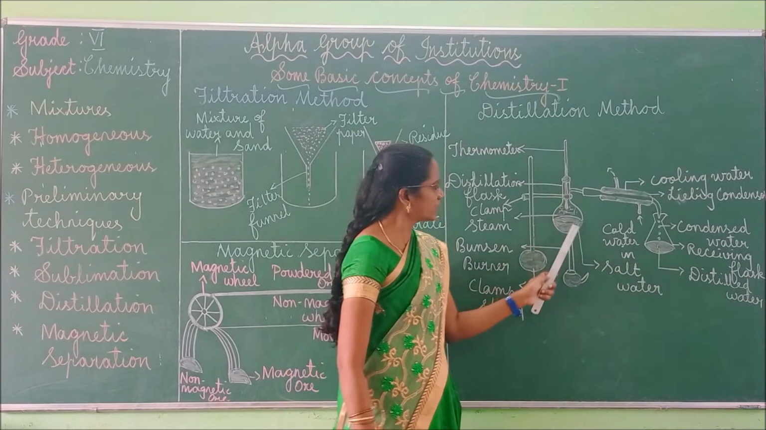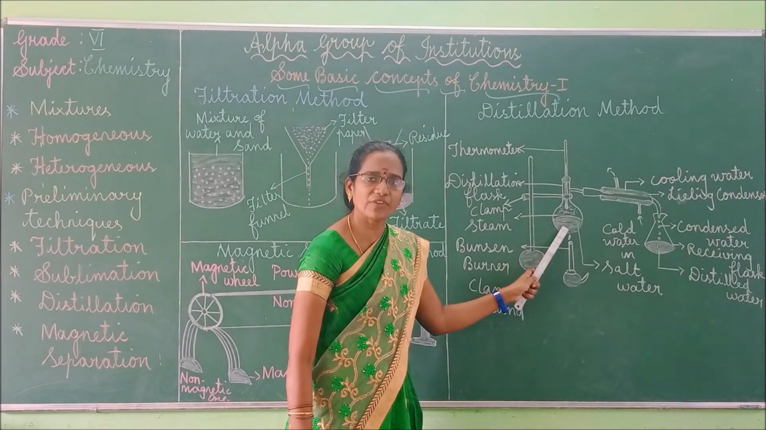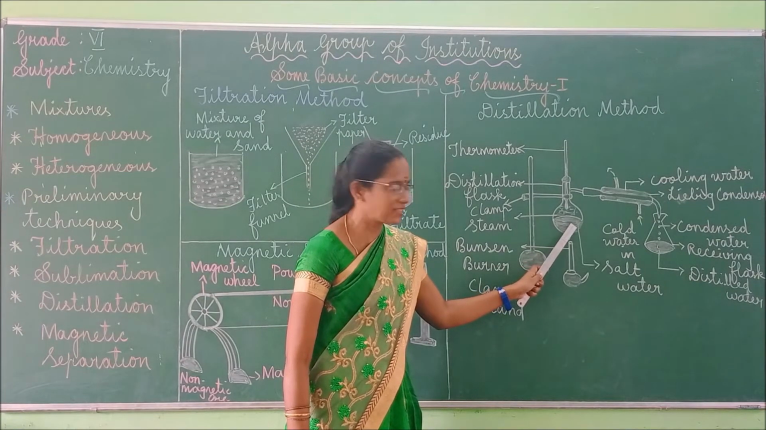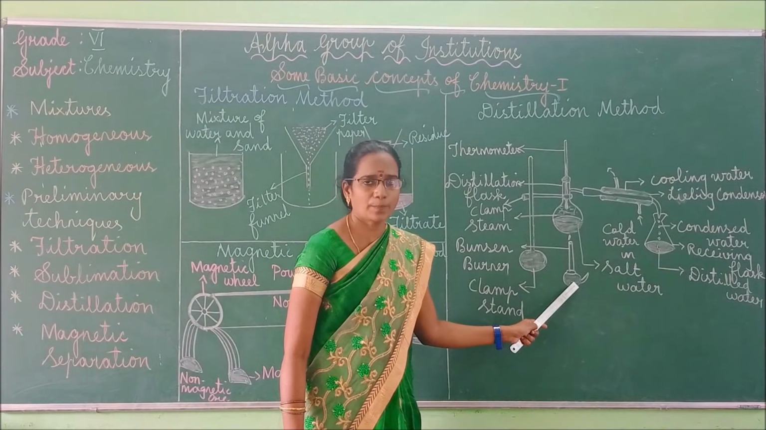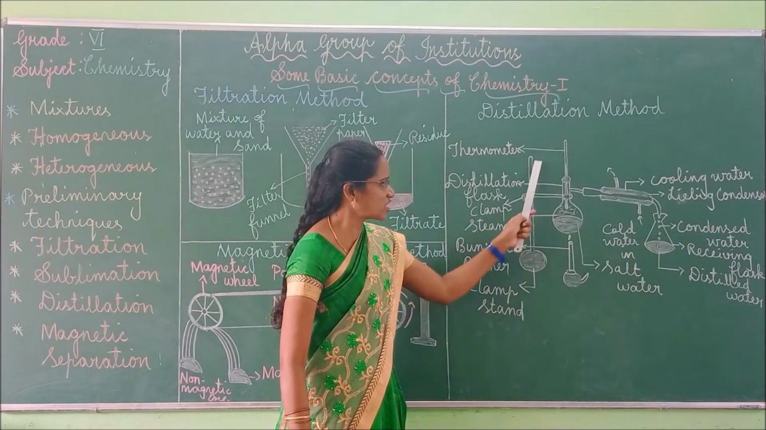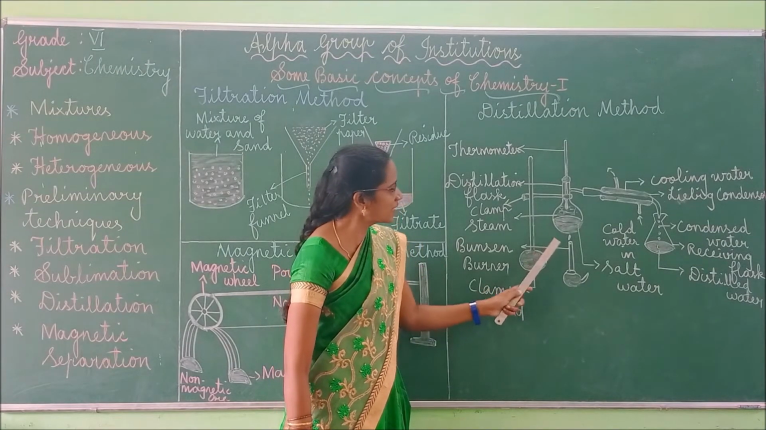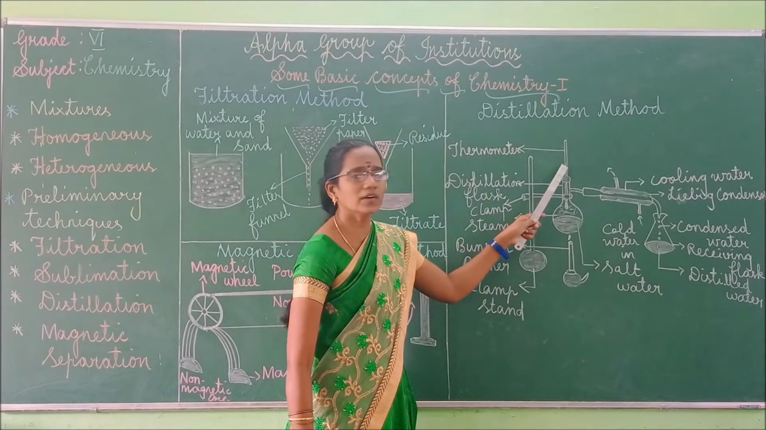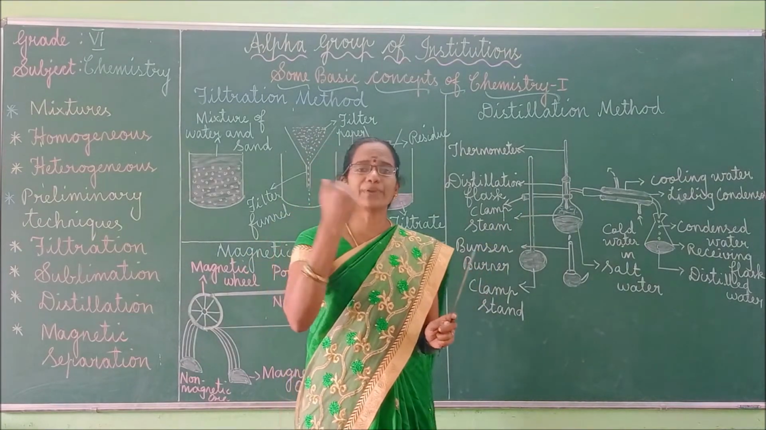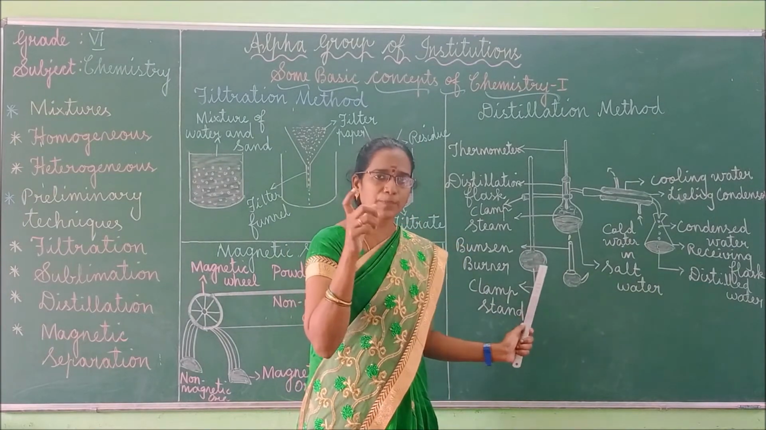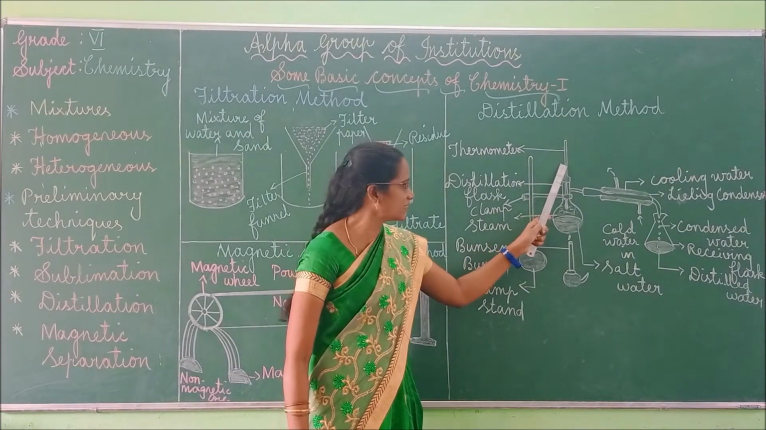So look at this diagram. This is the distillation flask. In this distillation flask, salt and water is mixed. This is the Bunsen burner, which is used for heating purpose. This is the stand, which is fixed with this distillation flask, and this is the clamp. Here one thermometer is inserted to check the temperature at that particular time.